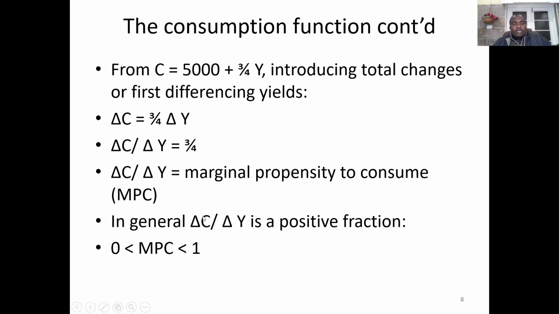It stands to reason that the numerator delta C will always be smaller than the denominator delta Y, which implies that the resultant figure, or the resultant number that you get after calculating delta C over delta Y, is a positive fraction which lies between 0 and 1, since the numerator is smaller than the denominator.